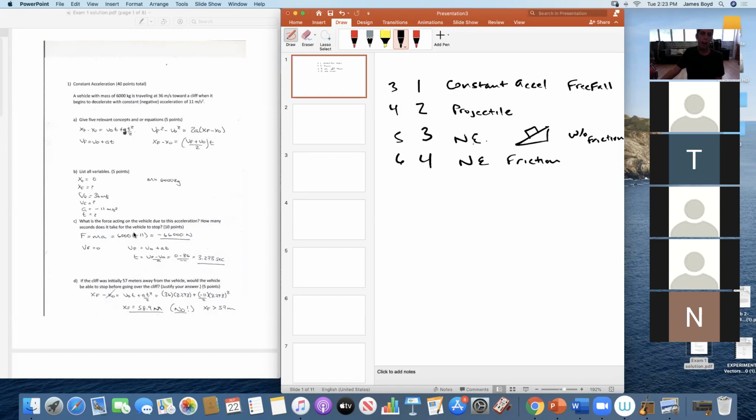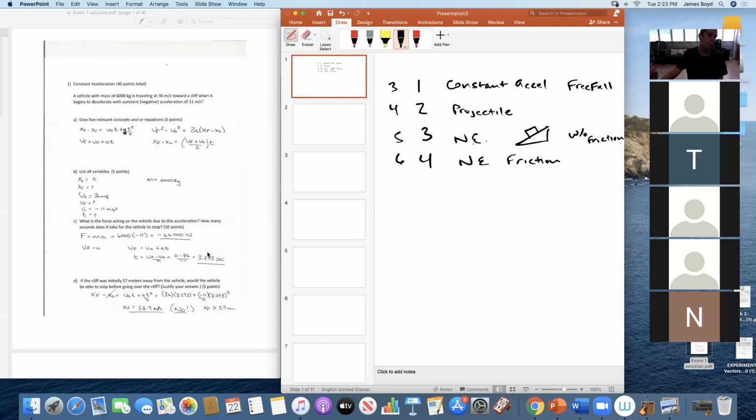Then I ask, how many seconds does it take the vehicle to stop? Give the equation that you're going to use. You are assuming here that v final is 0. I assumed it in my solution. And then I solved this equation for t. I wrote the equation that I'm going to use, this one, solved it for t. Then I put my numbers in. Then I put my final number.